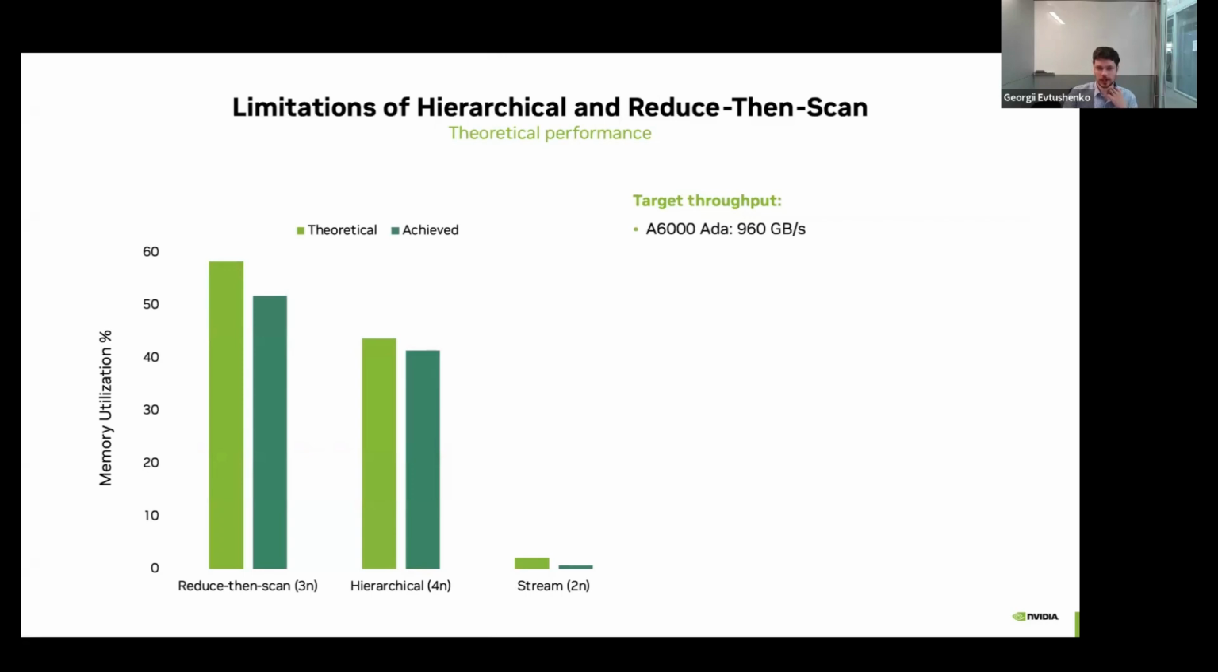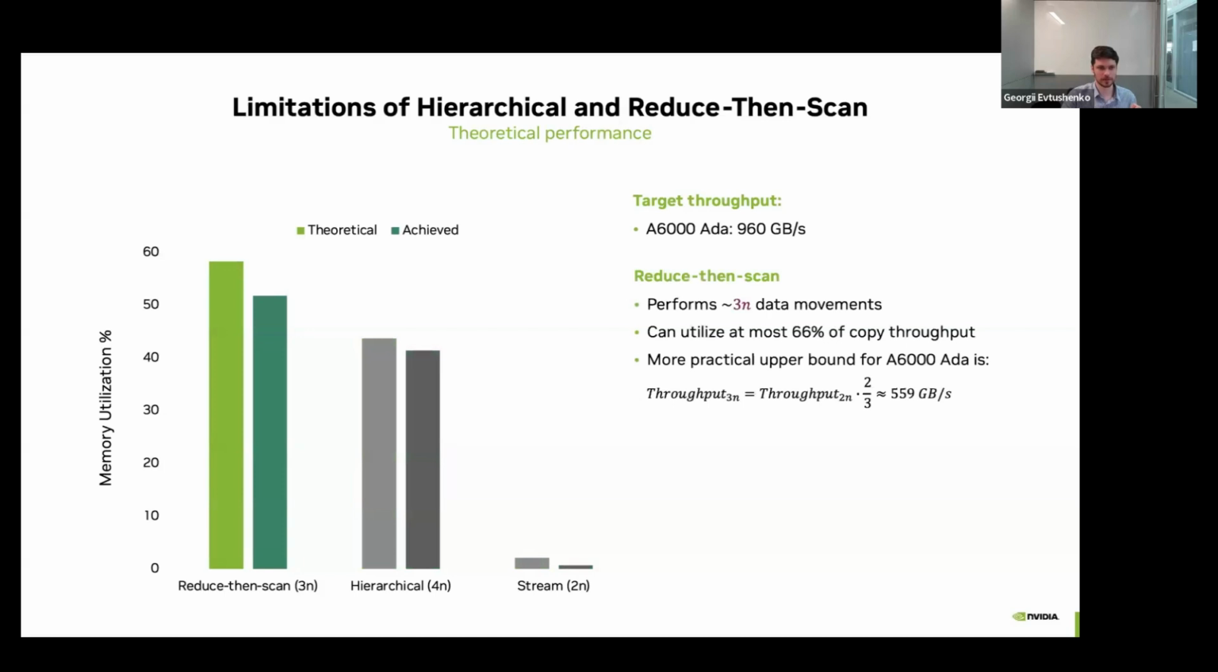So, okay, now let's try analyzing various scan implementations from the speed of light perspective. If our algorithm performs close to speed of light, it means it's optimal, right? Our work is done. If algorithm is far from speed of light, it means we are missing something. Anyways, let's consider three algorithms. Reduce-then-scan, hierarchical, and stream. These algorithms were covered in a previous CUDA MODE talk, so I won't spend your time explaining them today, but it might be helpful to recap some of the key properties of these algorithms.